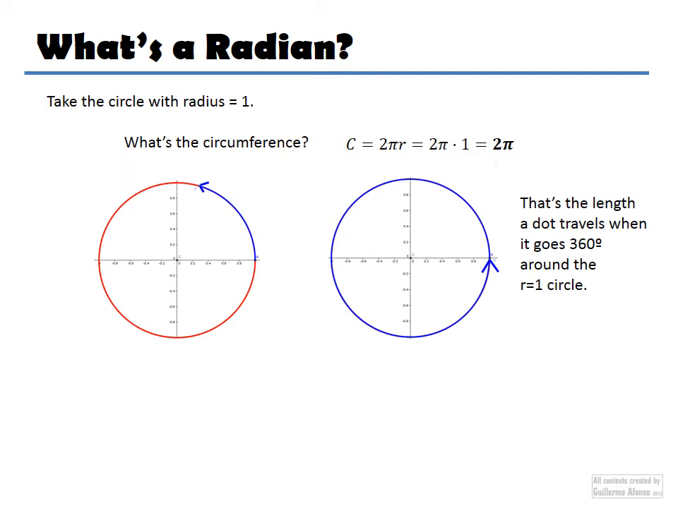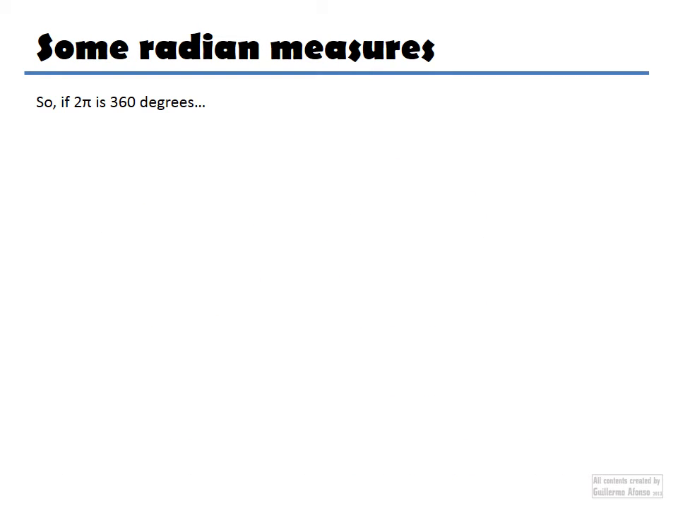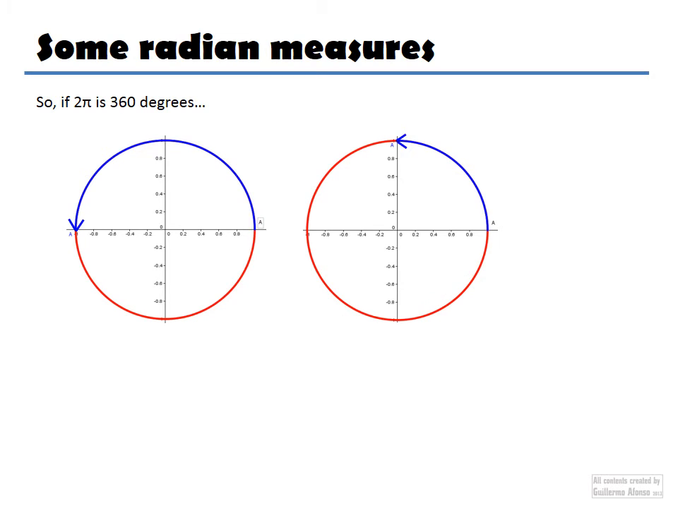Well, I can use that as my way of measuring angles. 2 pi would be my 360 degrees. Just visualize a dot moving around, and if it completes the whole circle, it has moved 2 pi, because that is the perimeter of that circle. I can use that rather than 360 degrees. So now we get a bunch of new measurements. For example, if 2 pi is 360 degrees, half of that would simply be pi, and a quarter of that would be pi halves.